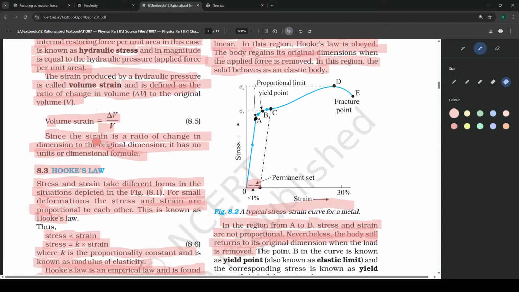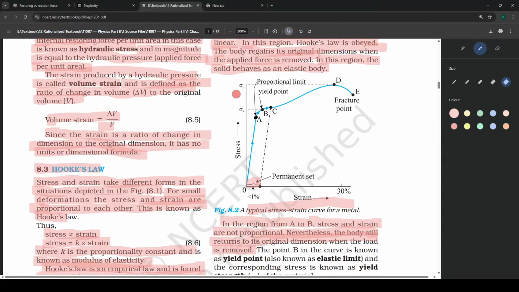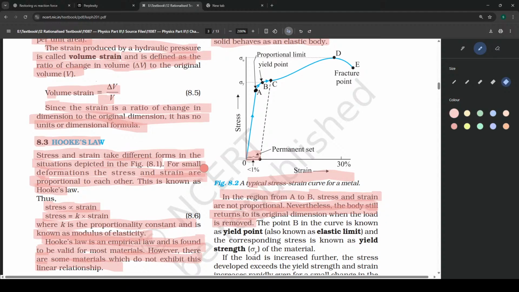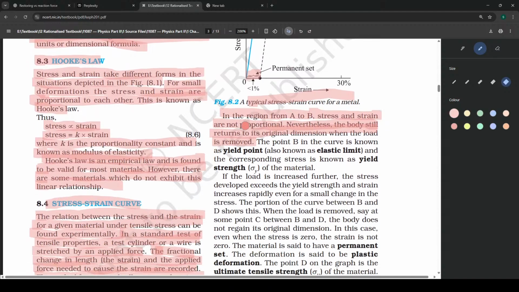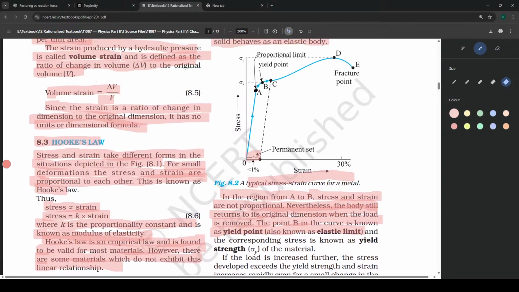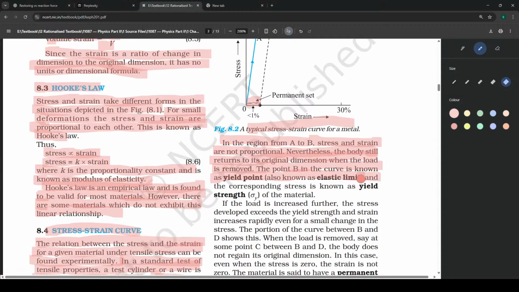But even till point B, after we release the applied force, the body will come back to its original dimensions. It is still a bit elastic. The point B of the curve is known as the yield point, also known as the elastic limit, and the corresponding stress is known as the yield strength of the material.